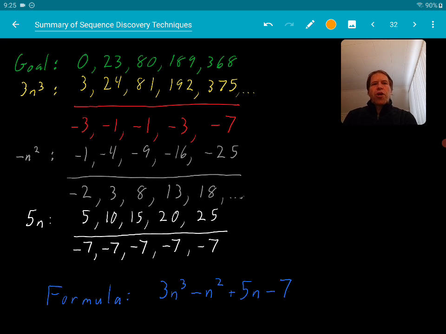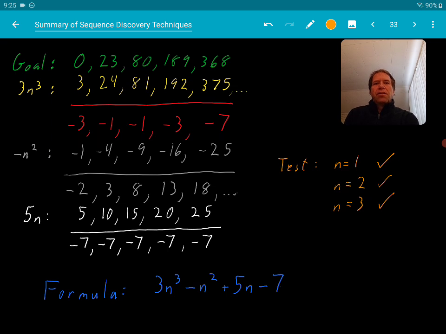I encourage you to check out at least a few of the values of n. We have 5 terms in the sequence, so you could put in n equals 1, 2, 3, 4, and 5. I'm just going to talk about 1, 2, and 3 on this video. So if we plug in, 1 cubed is 1, so we get 3, minus 1 is 2, plus 5 is 7, minus 7 is 0. So n equals 1 gives us 0, the green value up above, which is what we wanted.